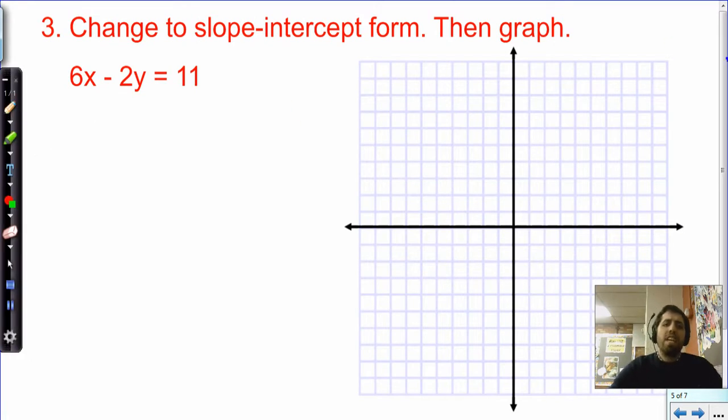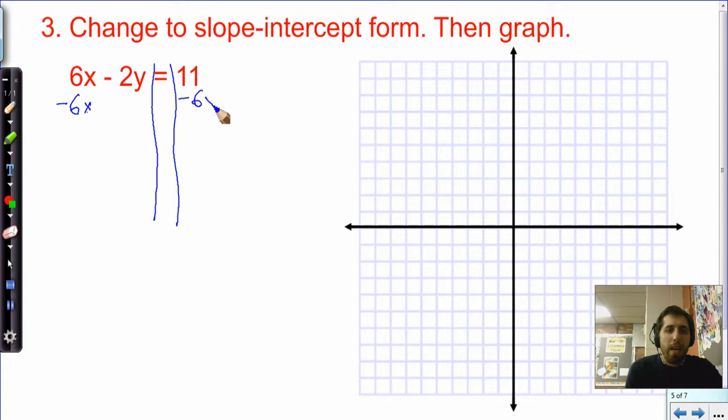For this one, it says change to slope-intercept form, then graph. So what do we know about slope-intercept form? It's y equals mx plus b. Right now I have standard form, but I need to get that y alone. So I'll subtract 6x from both sides.